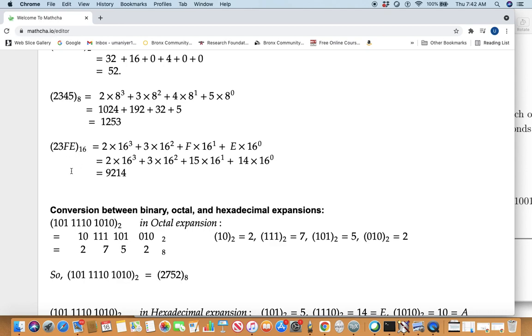This is base 16, 23FE. Notice F means 15, E means 14, and we are in base 16. So E times 16 to the power 0, F times 16 to the power 1, 3 times 16 to the power 2, 2 times 16 to the power 3. So assuming my calculations are correct, this is 9214 in base 10.